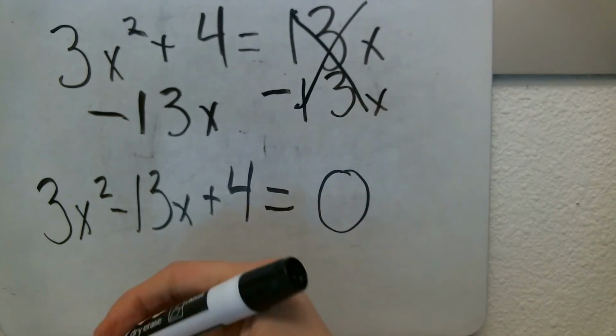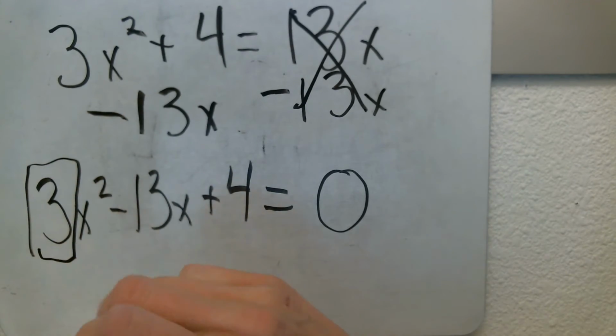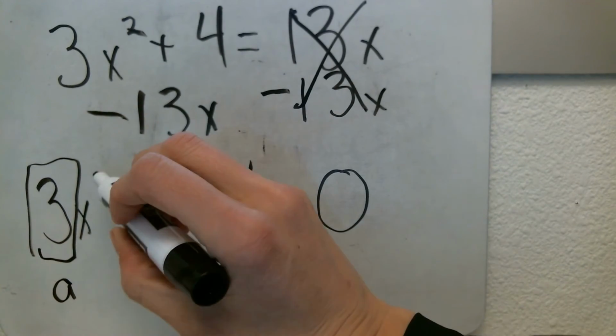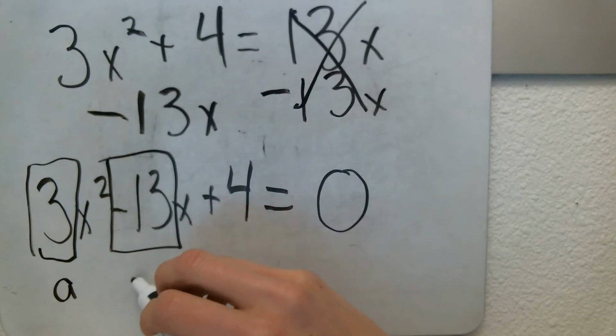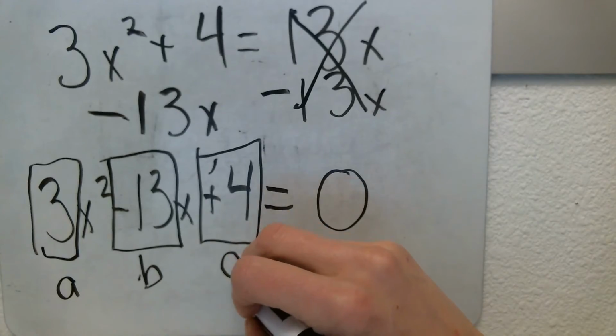So you probably found that your A is your 3. Your negative 13 is your B. And your positive 4 is your C.